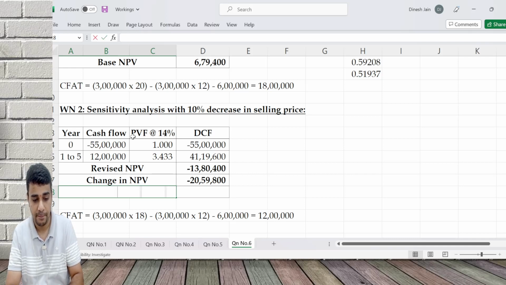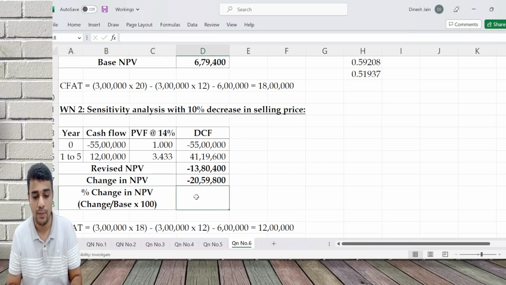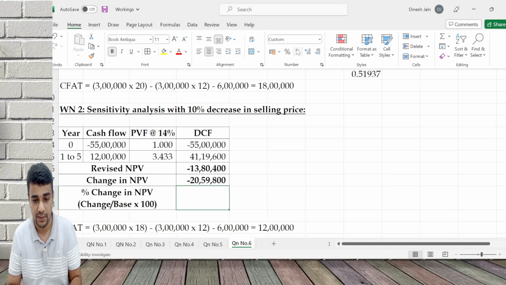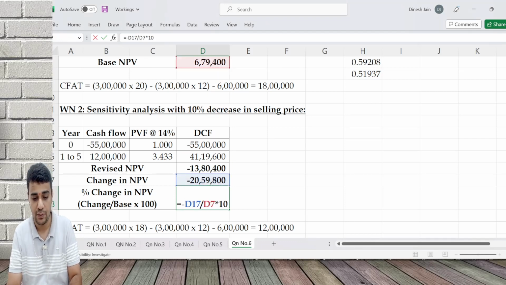And finally, percentage change in NPV. Formula for this is change by base. Base means the old NPV. Change by base into 100. How much is the change happening in the NPV? There's no sign for this. So this 20 lakh divided by the original NPV into 100.